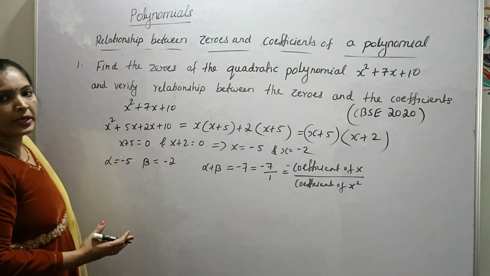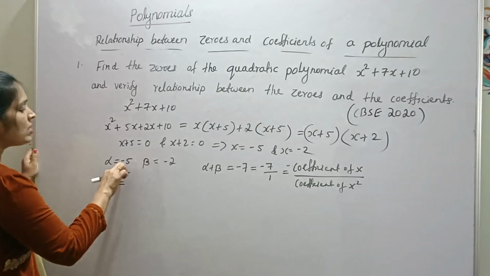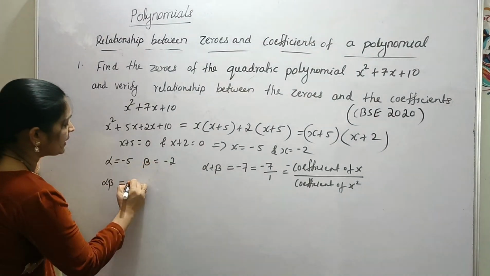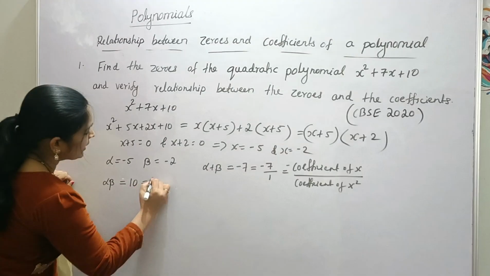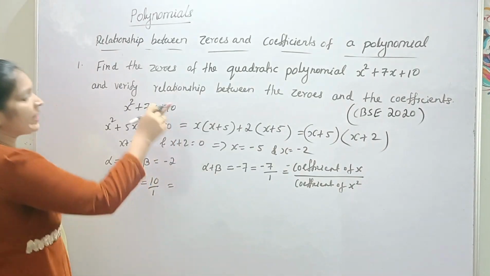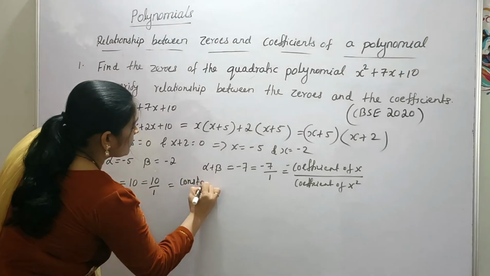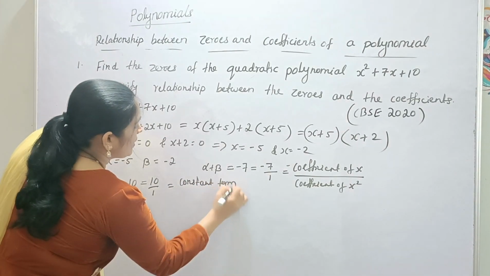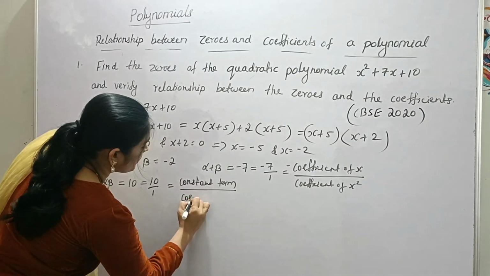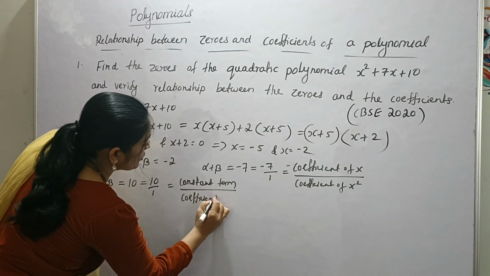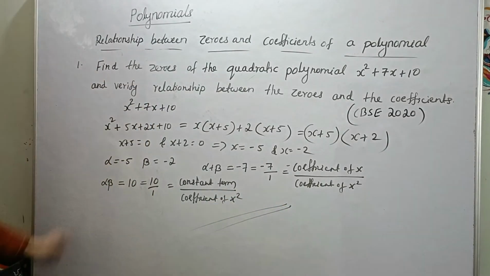Next, alpha into beta, that is the product of the two zeros. Alpha into beta is equal to minus 5 into minus 2, that is minus into minus plus, so 10. 10 can be written as 10 divided by 1. So what is 10 here? The constant term, divided by 1, the coefficient of x square. Now it is verified.